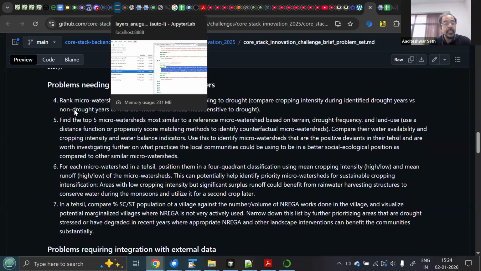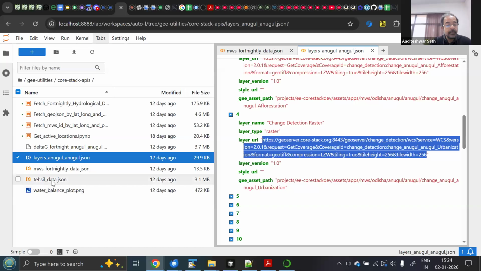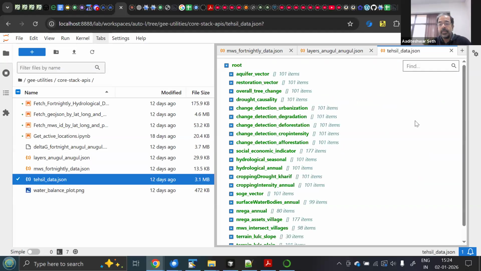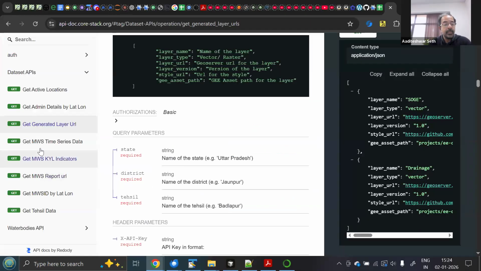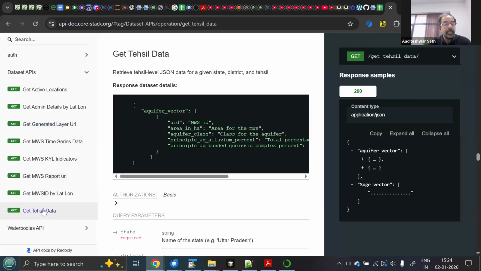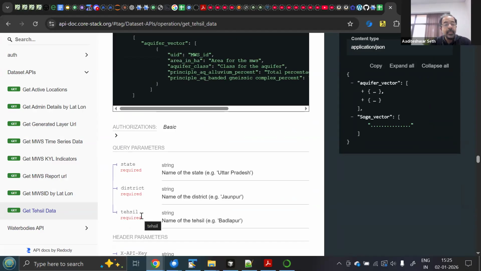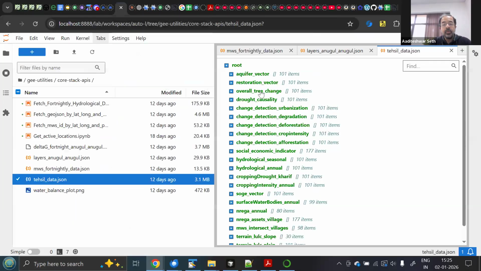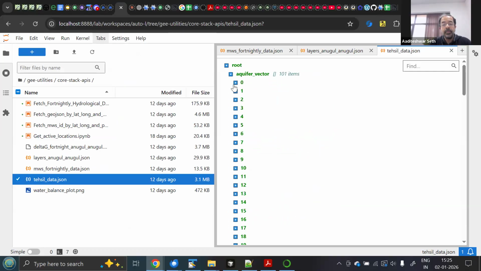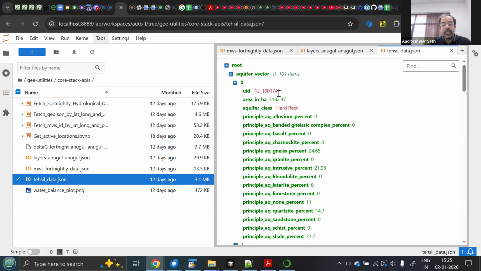In these APIs, what we provide is one of the APIs, get tehsil data. So this one, for a given state, district, tehsil, returns you a list of all micro watersheds and a whole bunch of properties about that micro watershed.